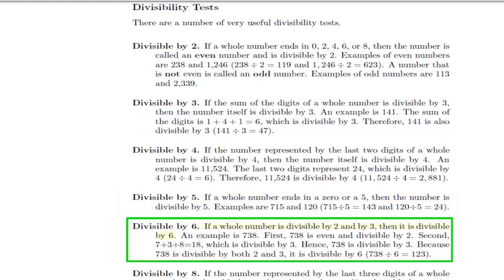Divisible by 6. If a whole number is divisible by 2 and by 3, then it is divisible by 6. An example is 738. First, 738 is even and divisible by 2. Second, 7 plus 3 plus 8 equals 18, which is divisible by 3. Hence, 738 is divisible by 3. Because 738 is divisible by both 2 and 3, it is divisible by 6. 738 divided by 6 equals 123.